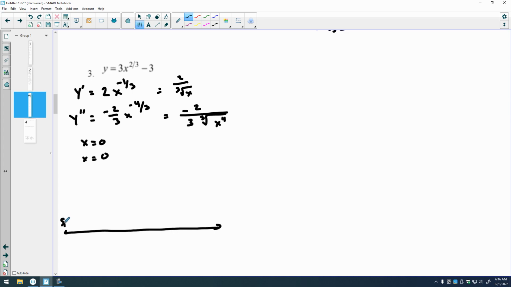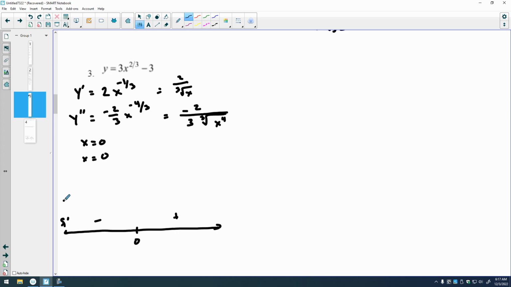So f prime, put in something to the left of 0, like a -1. Can I put a -1 into a cube root? Absolutely. -1 cube root is a -1. 2 divided by that is negative. So we're looking at, well, there's only 1, so we'll just look at 0. To the left, this is negative. To the right, put in a positive number, we're going to get a positive number.